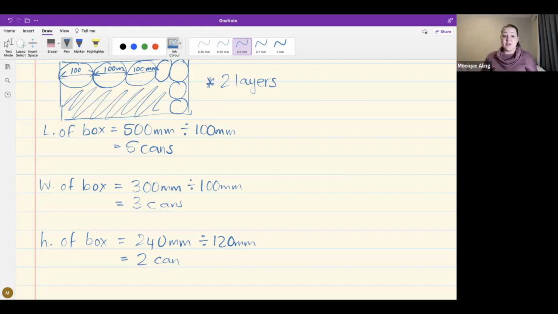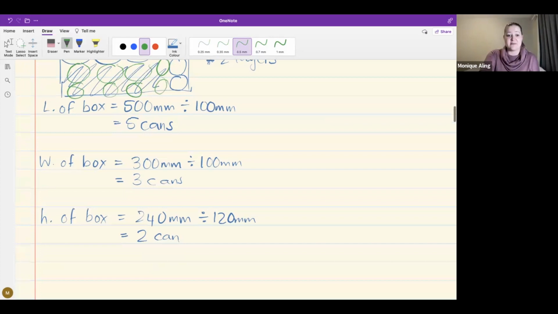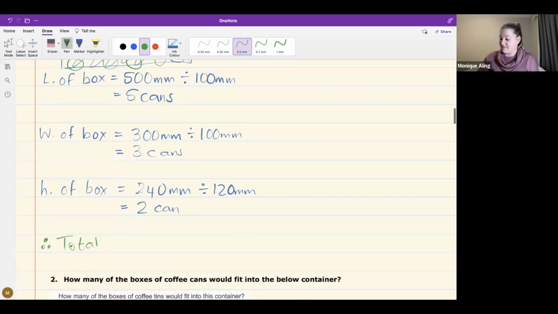So if you really wanted to, you could go and draw the cans, get your 3 rows times 2 layers. But the shortcut to work out our total is just to times all our answers together. So 5 cans times 3 times 2 gives you a total of 30 coffee cans that can fit into this box.